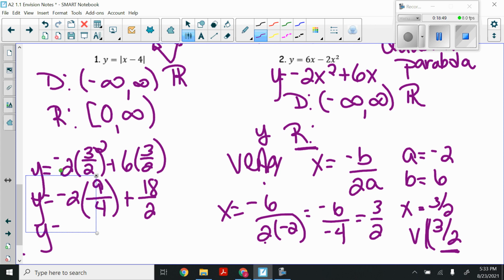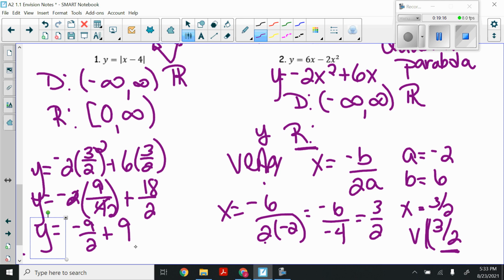So now I still need to work this out. Negative 2 times 9/4. I could go ahead and multiply negative 2 times 9 and then simplify, or I see I have negative 2 on top, a 4 on the bottom. Remember, numerators and denominators, you can cancel each other out. That 2 goes into 4 twice. So now I have negative 9/2 plus 18 divided by 2 is 9.